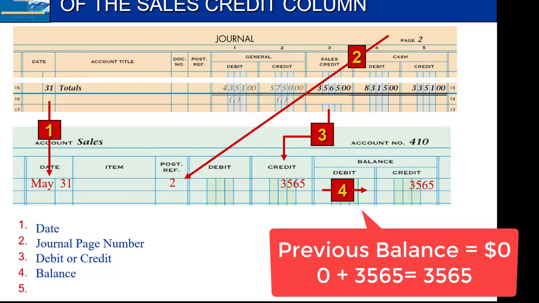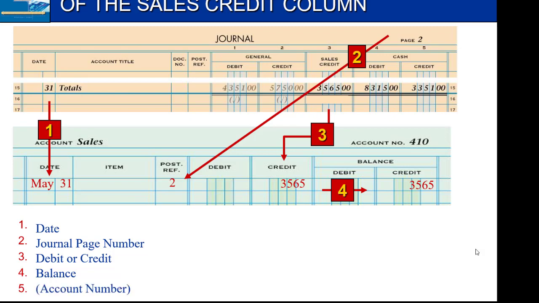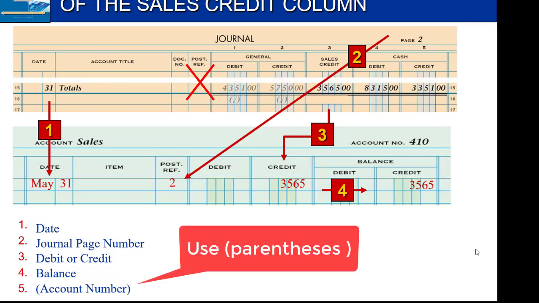The last thing was to finish out our X by taking the account number. And in this case, this is slightly different. So instead of putting it in the post reference column of the journal, we are going to put it in parentheses underneath the column total because it's the column total that we're posting. So I'm going to take 410 and in parentheses, and we do parentheses to differentiate the totals versus the individual amounts. So 410 in parentheses underneath the column total because that is what we've posted.